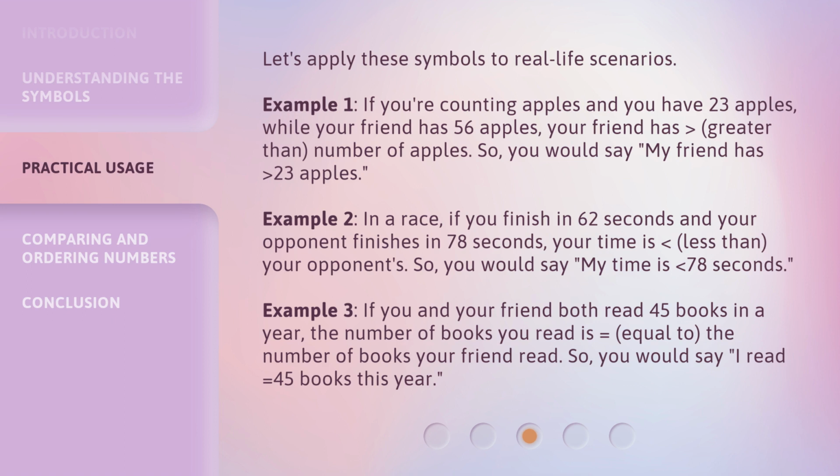Example 3. If you and your friend both read 45 books in a year, the number of books you read is equal to the number of books your friend read. So, you would say, I read = 45 books this year.